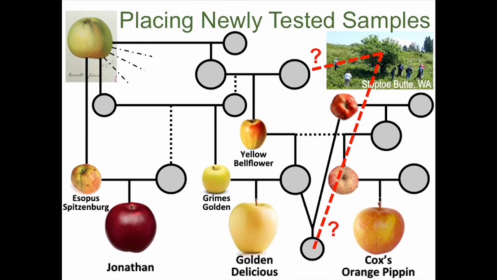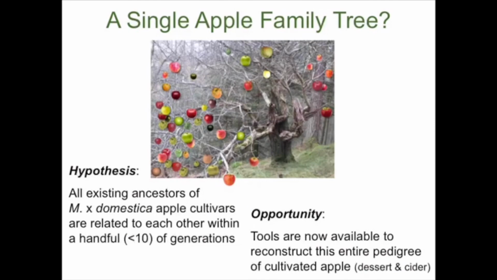So I think that we can put everything into a single apple family tree. My hypothesis is that all existing ancestors of all those ones on the outer ring, that we don't know their parents, of cultivated apple are related to each other within a handful of generations. And we have the opportunity now, with the tools that are available, to reconstruct this. I think we can put together the entire pedigree of cultivated apple, whether it's dessert apples or cider apples. They're all interconnected.